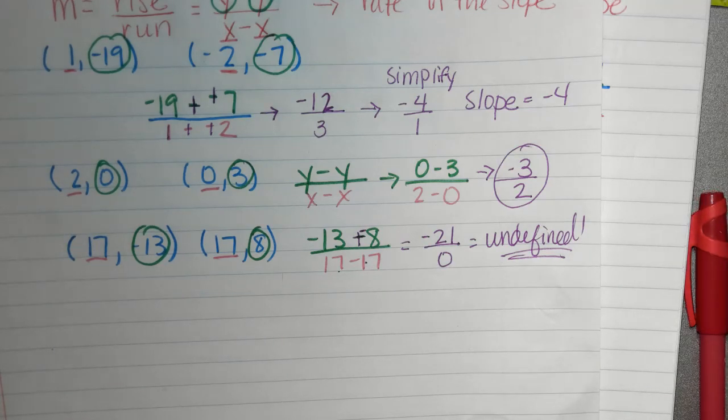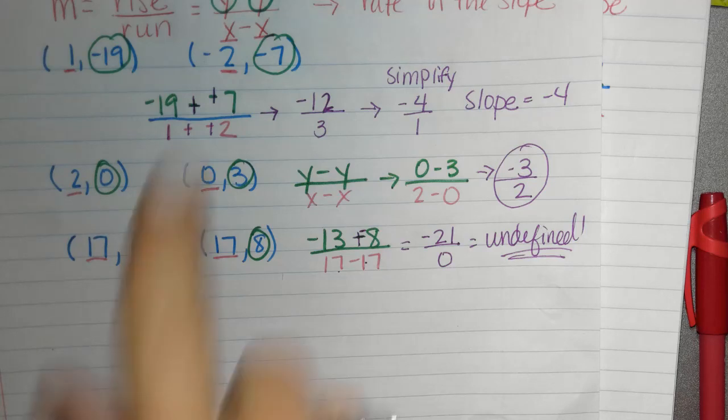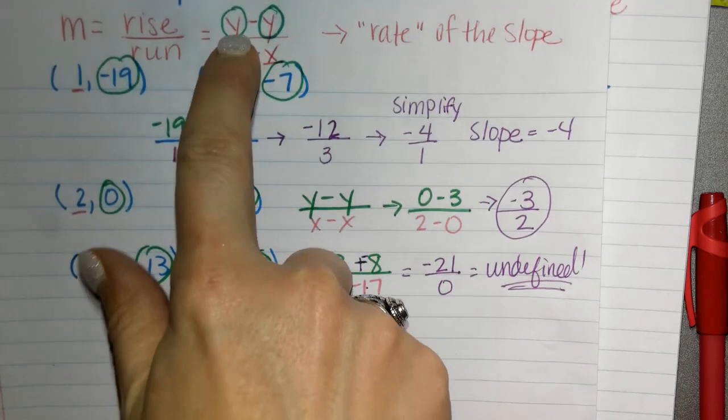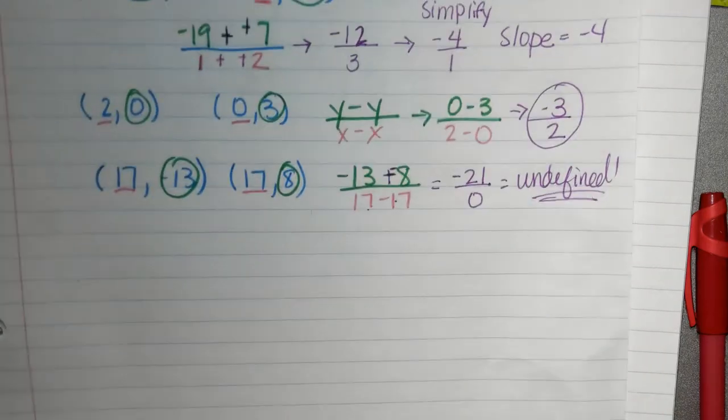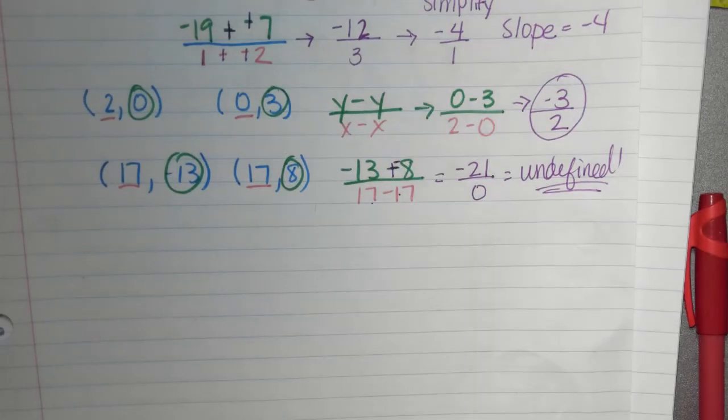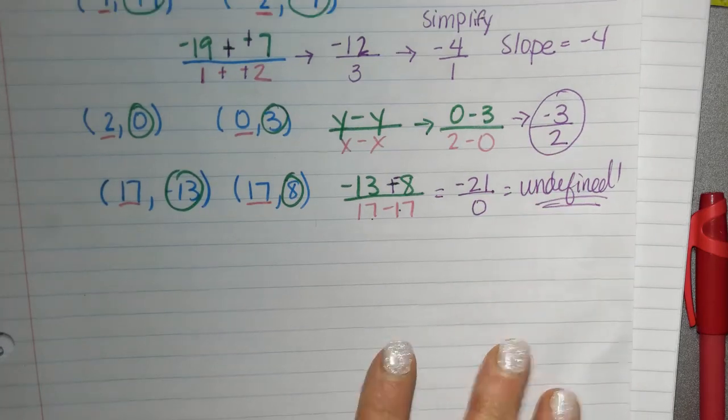So today in our work, tomorrow in your homework, you're going to calculate the slope of a line using this formula, y minus y over x minus x, and you're going to get the rate of the slope. And then simplify, please. All right?